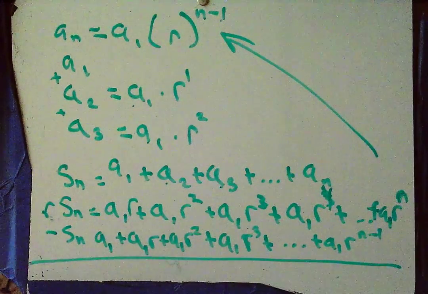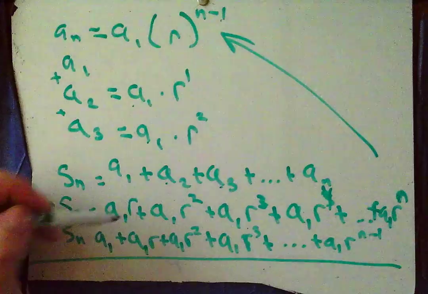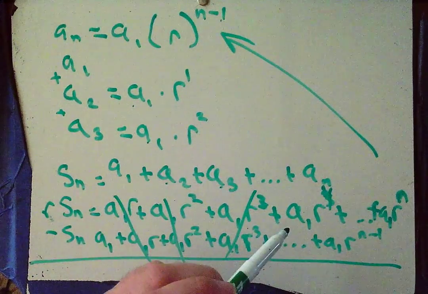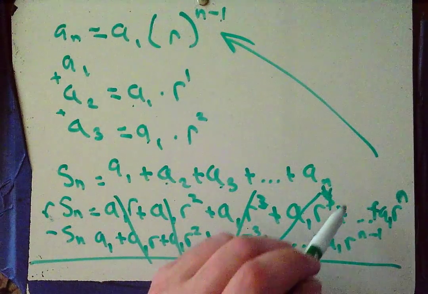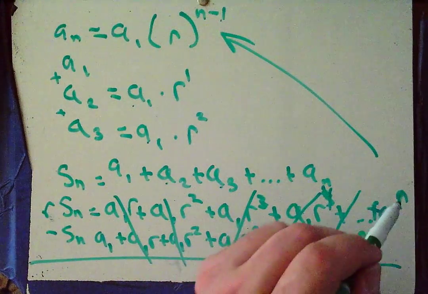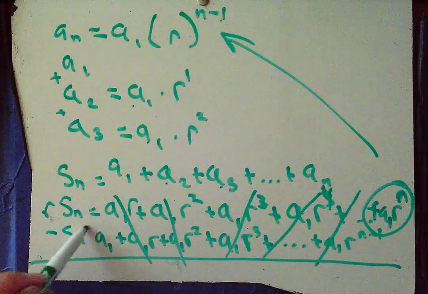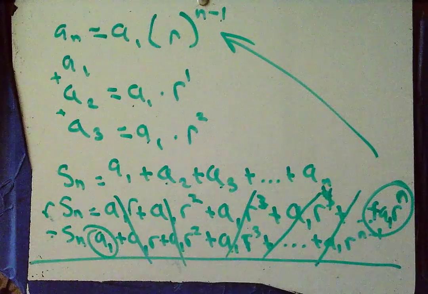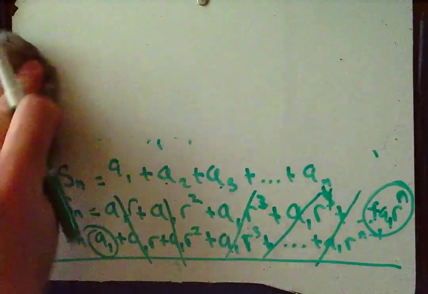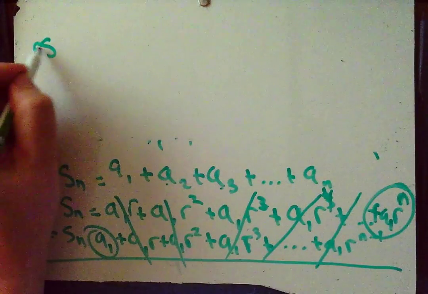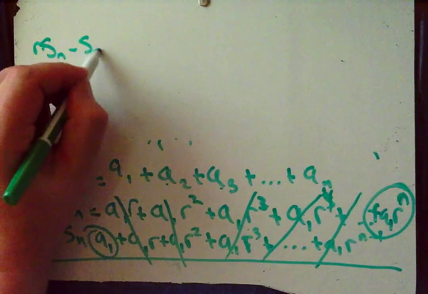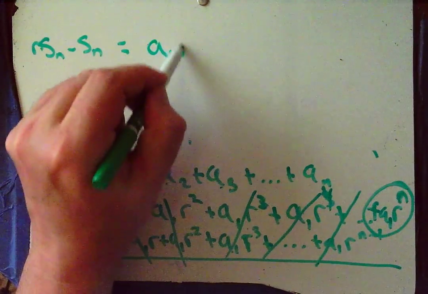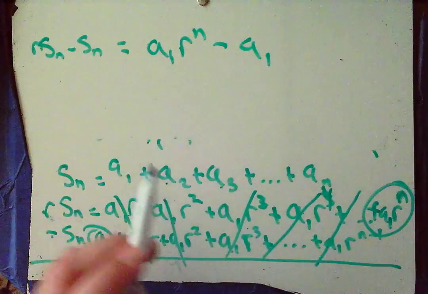Okay, and we're going to subtract. Now, when I subtract, I can see already that these will cancel, and these will cancel, and these will cancel, and that this would cancel, and that these would cancel. And so I'd be left with this, and I'd be left with this. And I'm subtracting this. And so I'm going to have then, as my expression, r times s sub n minus s sub n equals a sub 1 r to the n minus a sub 1.